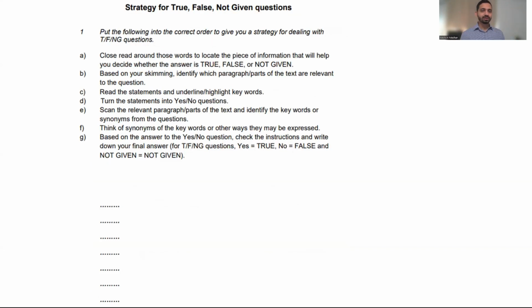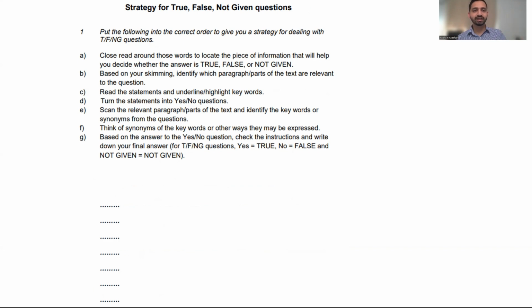All right, let's just talk about this one. Strategy for true, false, and not given. Again, we're doing the steps, right? So which step are you going to do first? What's the best strategy in your opinion? For example, what's the best strategy to do this?